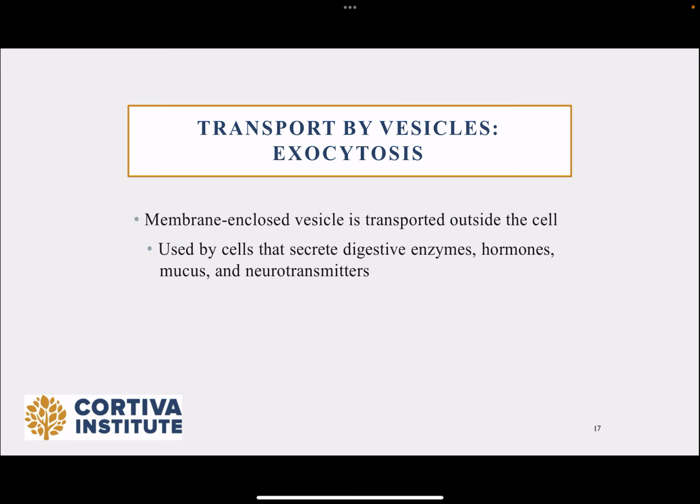Through vesicles, right? Vesicles are membrane enclosed, right? So they're enclosed by the membrane, and they're going to be transporting things outside the cell, right? This is going to be important. Vesicles are going to secrete. That word is a key word. Why? Because it's going to secrete things like digestive enzymes, hormones, mucus, and even neurotransmitters.